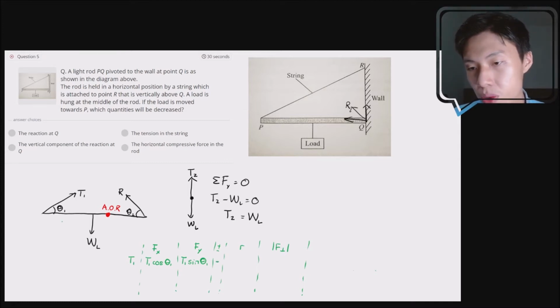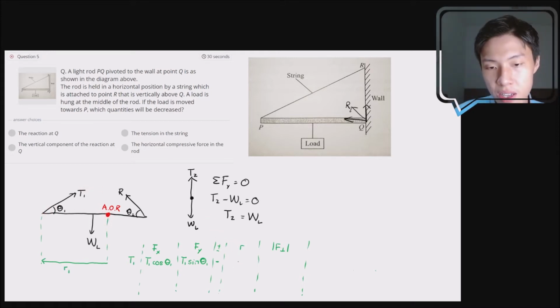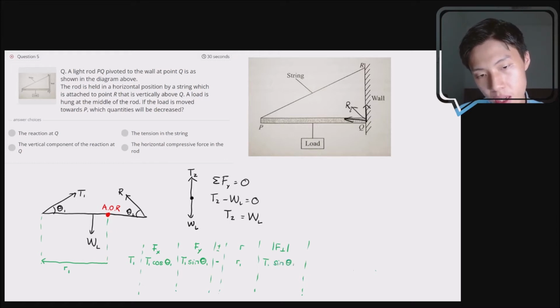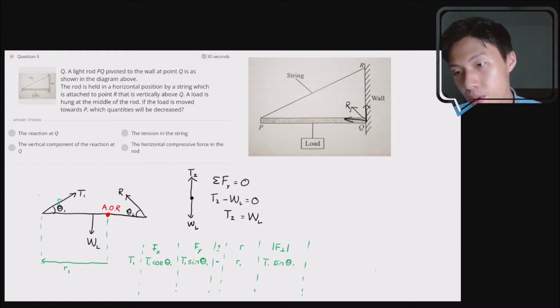So the r here, we have to define r. Let's call this distance here as r1. Okay, it's always measured from the axis of rotation to the point where the force is being exerted. Then the force perpendicular will be T1 sine theta 1. Okay, technically you are breaking this up, finding the component that is perpendicular.